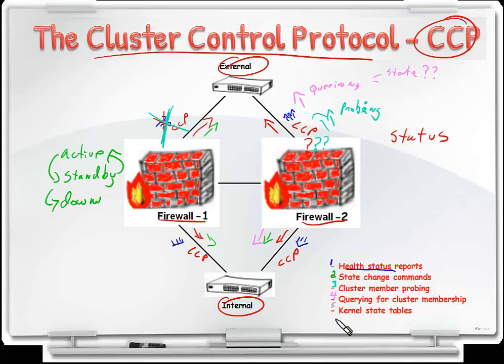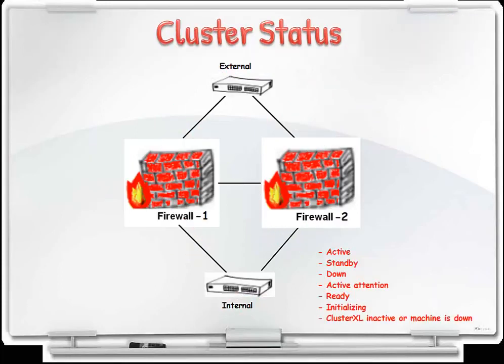And fifth, the cluster control protocol also runs over the sync network. Now this is a specific kind of cluster control protocol, and it's only used for syncing the kernel tables. All the firewall members are syncing their kernel tables amongst each other, and so it uses the sync network that runs the cluster control protocol to sync the kernel tables.